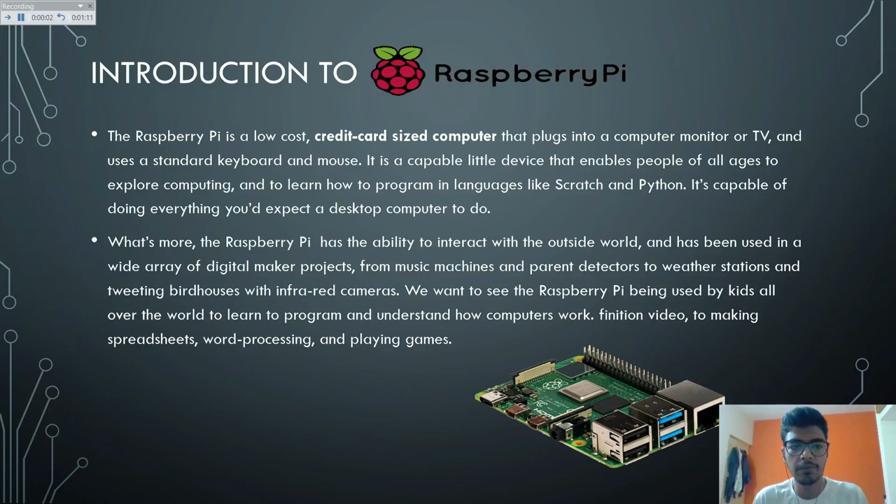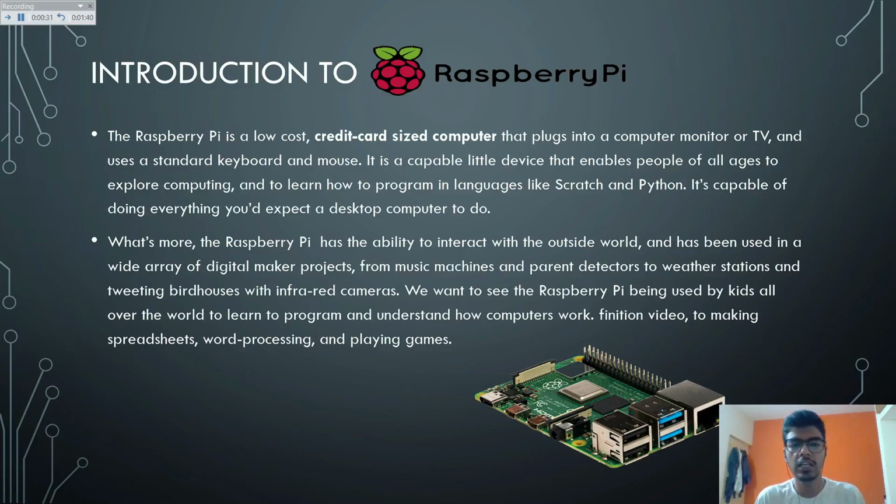Introduction to Raspberry Pi. Raspberry Pi is a low-cost credit card-sized computer that plugs into a computer monitor or a TV and uses a standard keyboard and mouse. It is a capable little device that enables people of all ages to explore computing and learn how to program in languages like Python, Scratch, C++, Java. It is capable of doing everything you'd expect a normal computer to do.